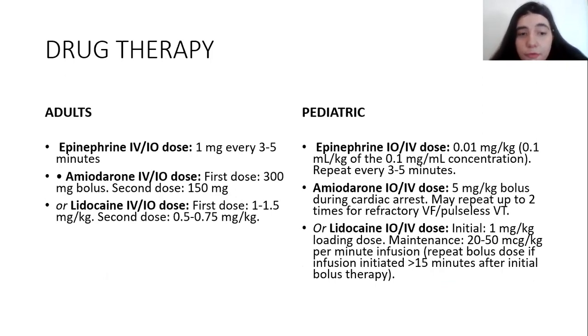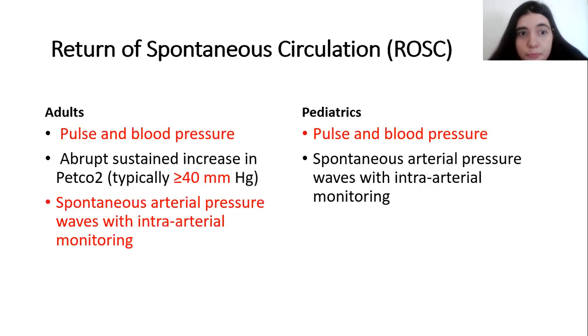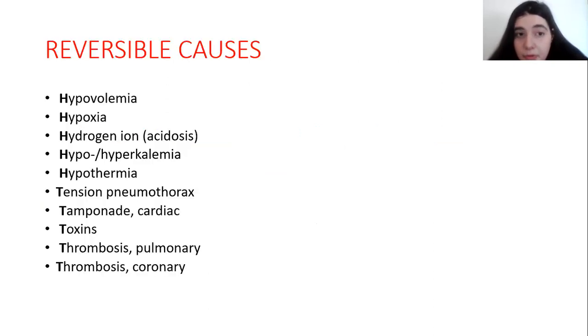For lidocaine, the first dose is 1.5 milligram per kilo. Then the second dose will be 0.5 to 0.75 milligram per kilo. For the pediatric population, we also have the dosage. Okay, so for the return of spontaneous circulation, we will have the pulse, the blood pressure, and the spontaneous arterial pressure wave and intra-arterial monitoring.